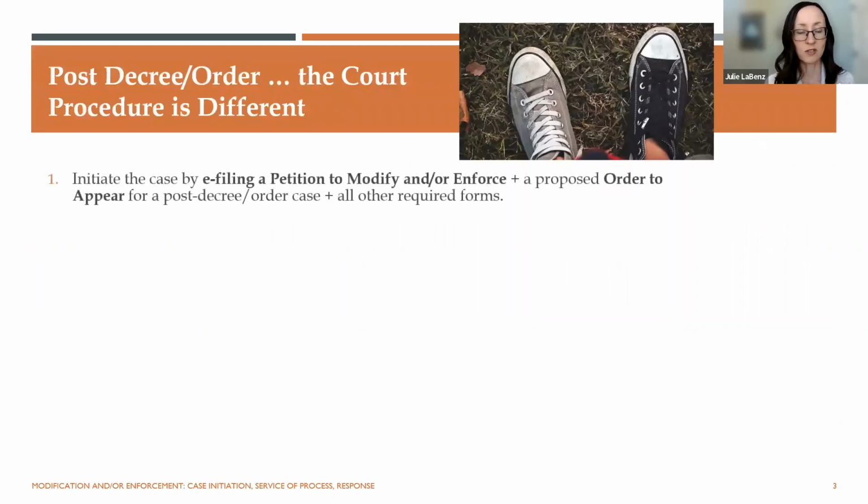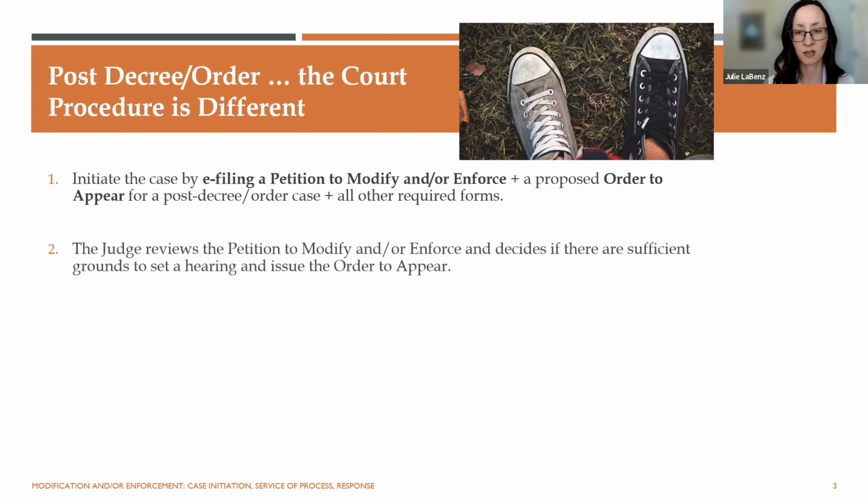All right, first thing to keep in mind when you're in this post-decree, post-order place is that the court procedure is different from what it is for a divorce or a custody establishment case. So I'm going to walk you through the steps of the procedure. So the first step is to initiate the case by filing the petition, the order to appear, and all other required forms. And we're going to go over those forms today.